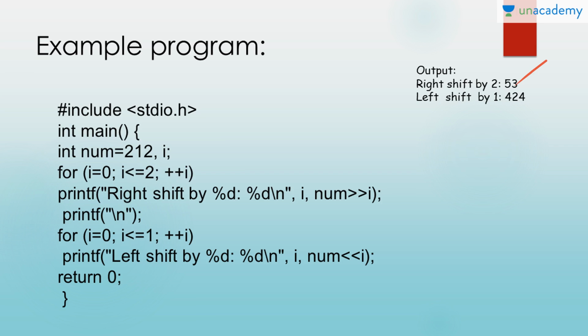Left shift of 212 by I is 1 here. So left shift of 212 by 1 is 424. So this is the output we will be obtaining.